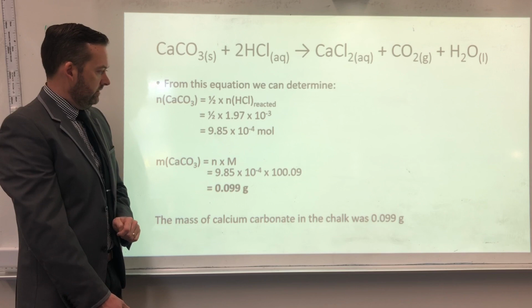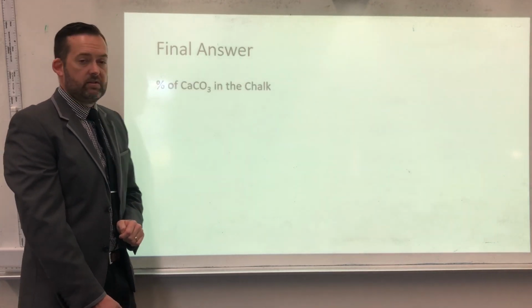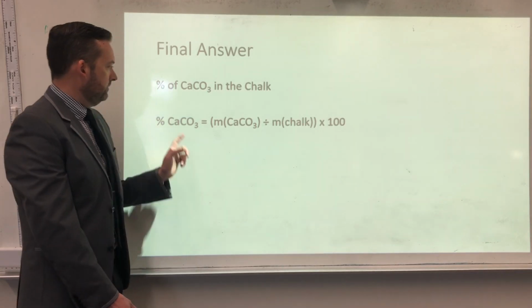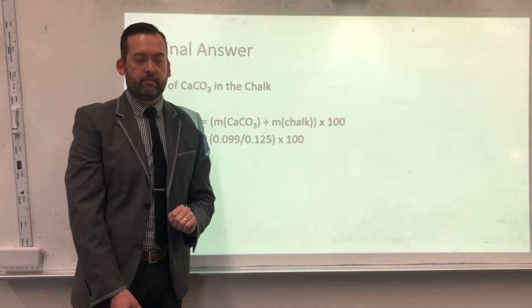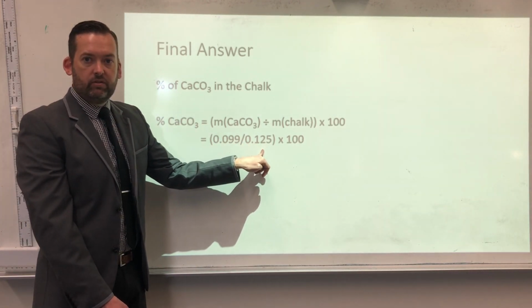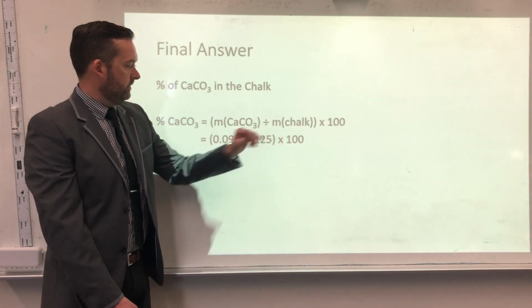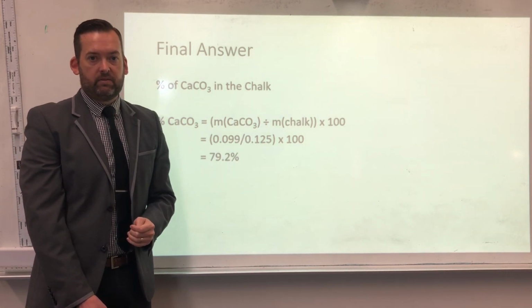Right, so now we need to figure out the percentage purity, which is what we're really looking at. What's the percentage of calcium carbonate in our chalk? Simply, it's the mass of calcium carbonate divided by the mass of the chalk times 100. So it's 0.099 over 0.125. There's our initial sample of chalk that the student threw into the hydrochloric acid at the very beginning, times 100, 79.2%. That's how much calcium carbonate was in the chalk.